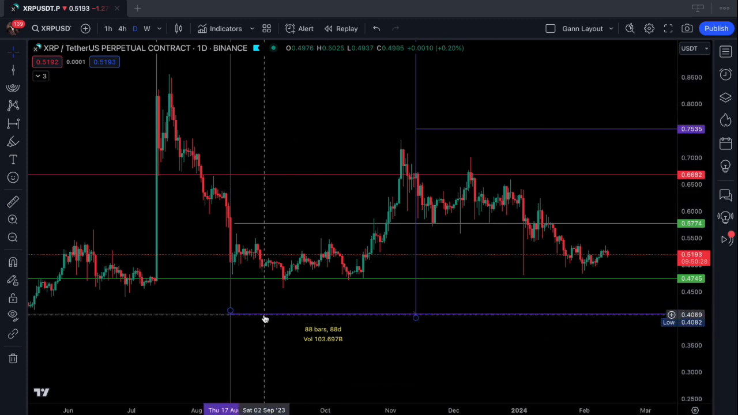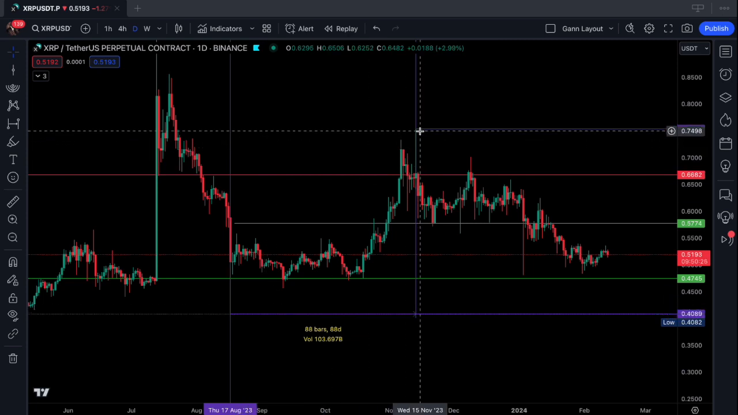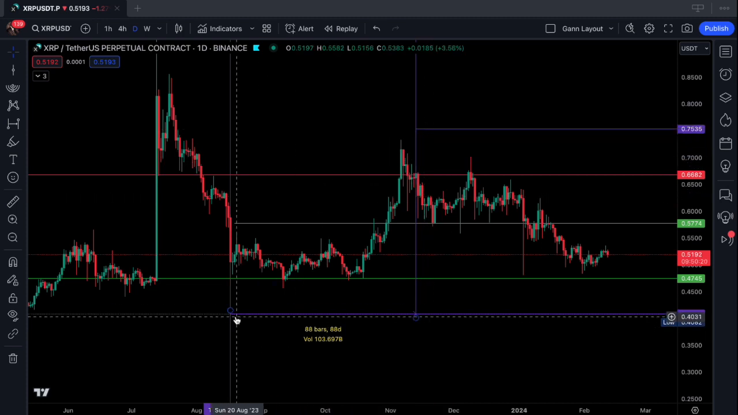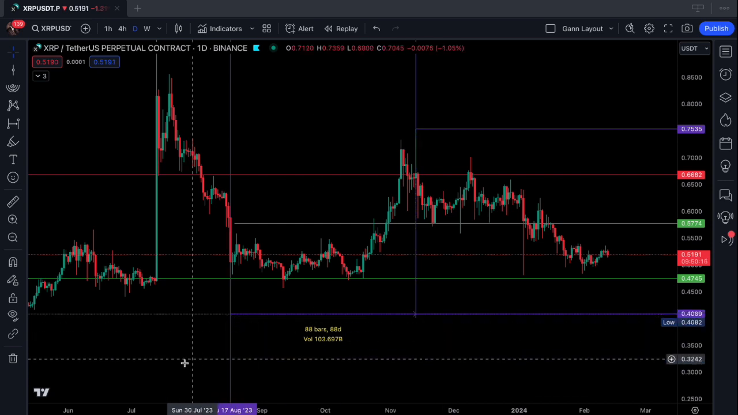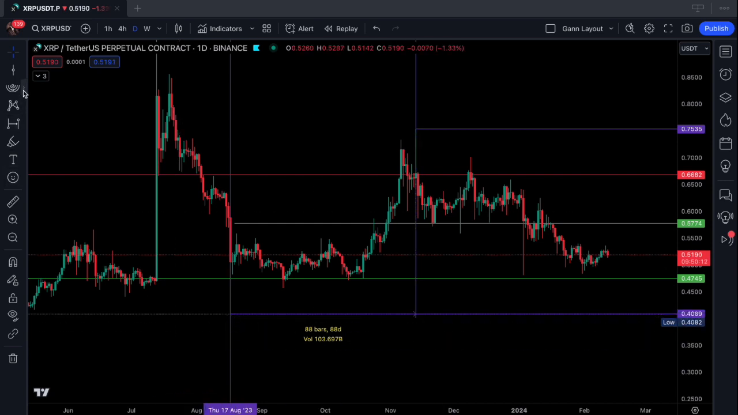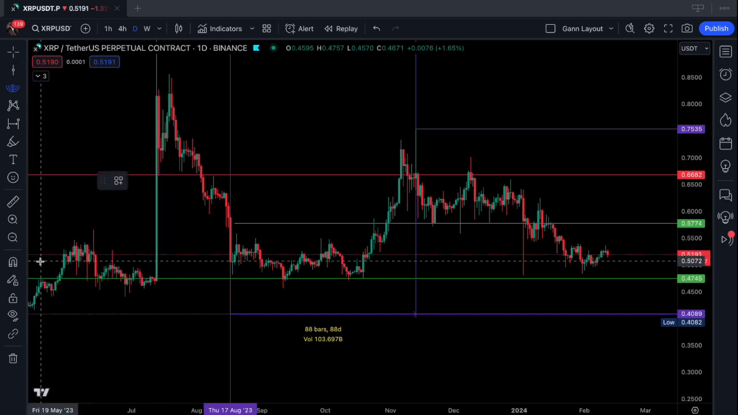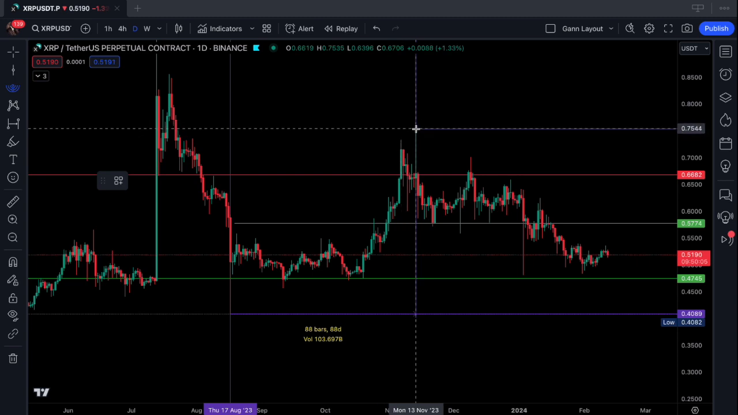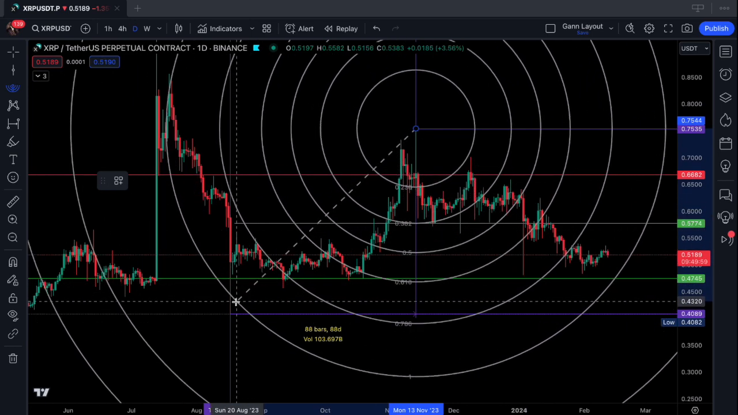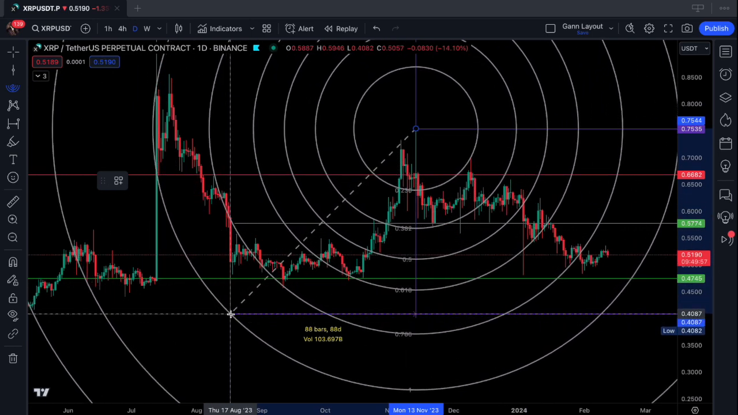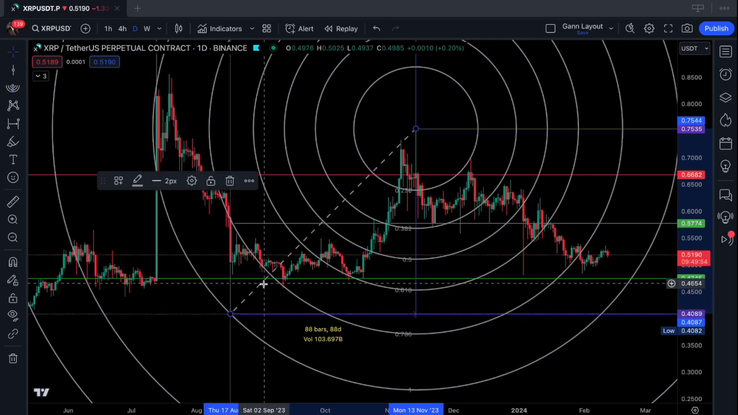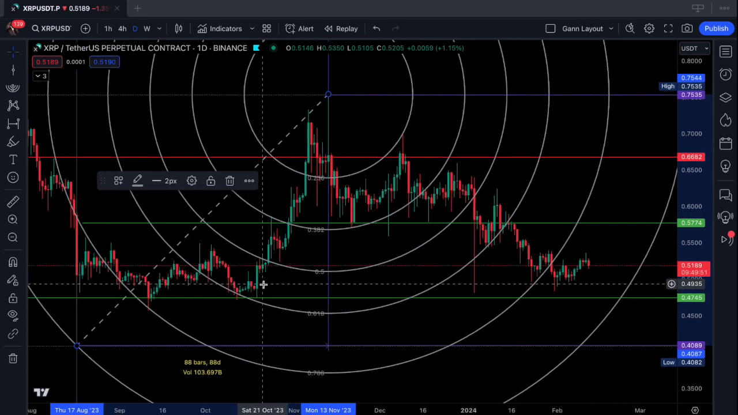I took the low, almost 41 cents. I took the high, 75 cents. I subtracted the low and I divided by the number of days. And we are moving over to our Fibonacci menu. We take the Fib speed resistance arcs. Now we want to find support. So we go from the high to the low, and this is what we get.